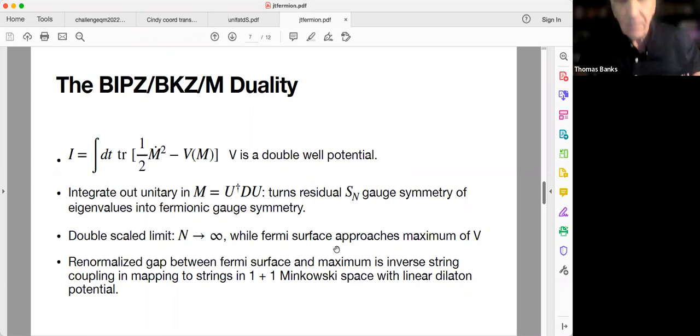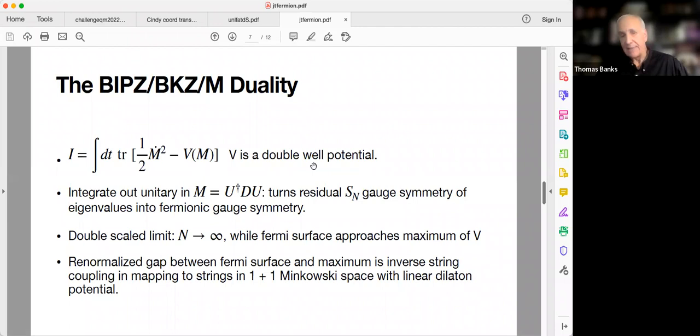Now, to take this so-called double-scaled limit, what you do in any model with N fermions, of course, there are some parameters. One of the important parameters is the curvature of the double well potential near its maximum. That turns out to be the parameter that is, essentially up to numerical factors, the AdS radius. So we're going to set that curvature equal to one. And then the other important parameter in the model of non-interacting fermions in the potential is where the Fermi surface is. Where the Fermi surface is depends on the number of fermions. So as you take N to infinity, the Fermi surface is moving up.